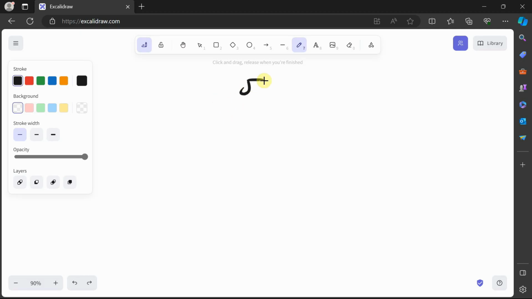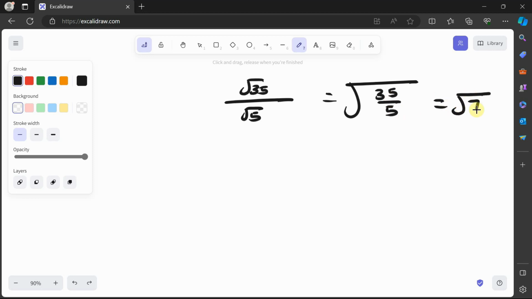So we have square root of 35 divided by square root of 5. Because it's square roots and it's division that is binding them, you can just say a big square root of 35 divided by 5. Very simple. And 35 divided by 5, we already know to be 7. So this will be square root of 7.